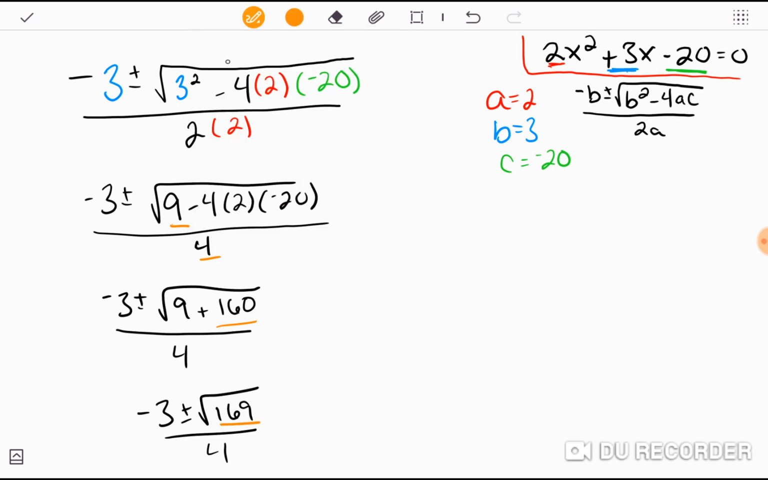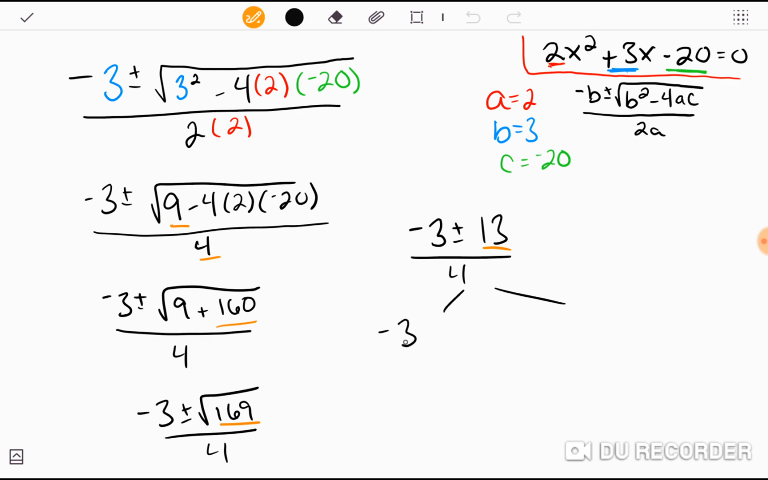I'm going to bring it over here. All right, so now the square root of 169 is 13. If you put it in your calculator, you put 169 in the calculator and then push square root, or you push square root and then 169 and then close those parentheses. So negative 3 plus or minus 13 over 4. This is where we break it down into two equations. Okay, because we have the plus and minus.